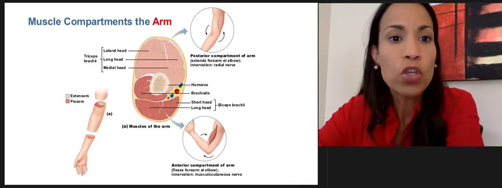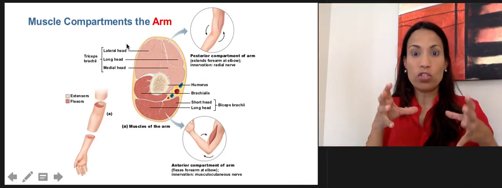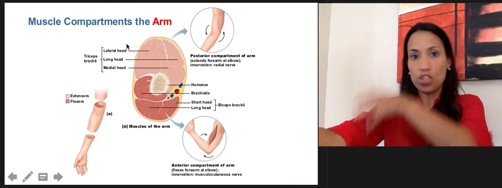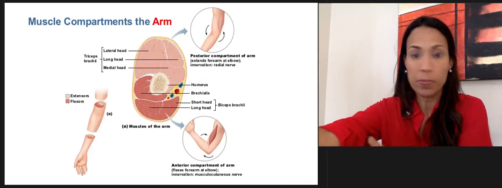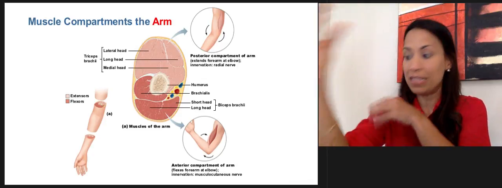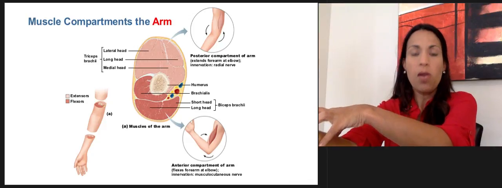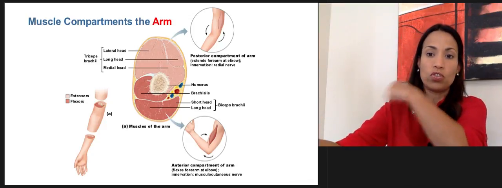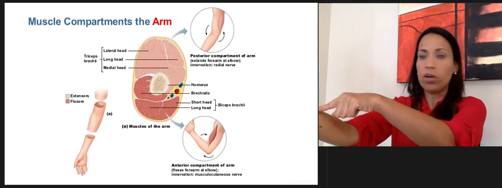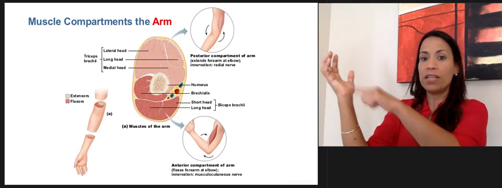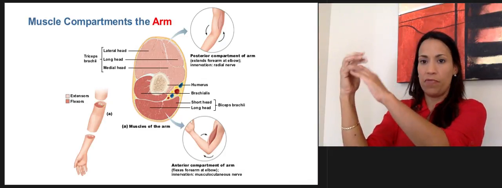Well, so following this arrangement, we're going to describe in the lab the anterior and the posterior compartment of muscles of the arm. But please keep in mind that these muscles are crossing the elbow joint, so they can move the forearm. Muscles crossing the shoulder joint move the arm. Muscles crossing the elbow joint move the forearm, and muscles crossing the wrist can move the hand and the fingers.